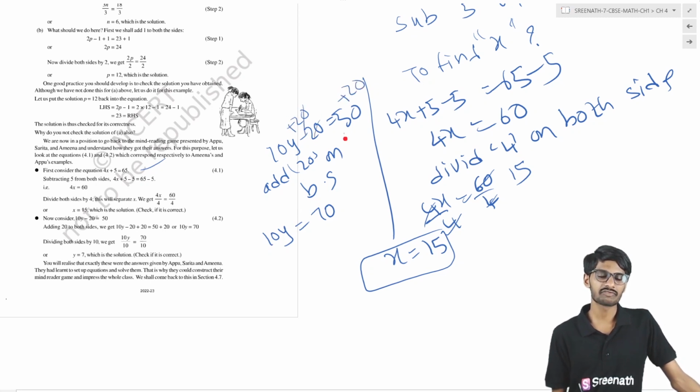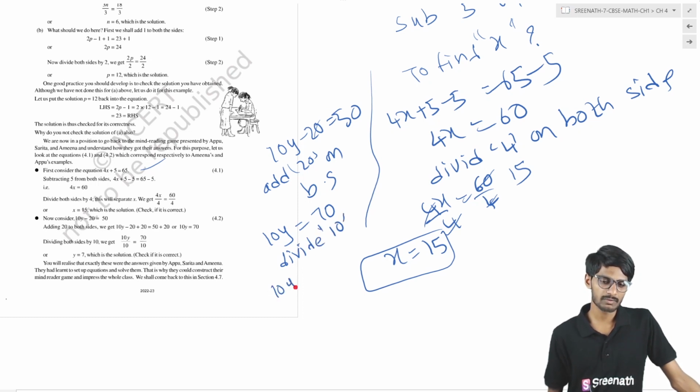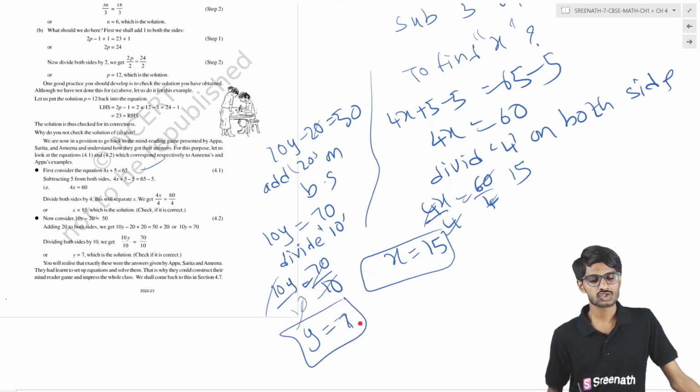20 will be cancelled. 50 plus 20 is 70. Okay, students, like that I have done. Now divide by 10 on both sides. 10y by 10 is equal to 70 by 10. So finally, 10 will be cancelled. The answer will be y equal to 7, students. So in this way you can solve the equation.